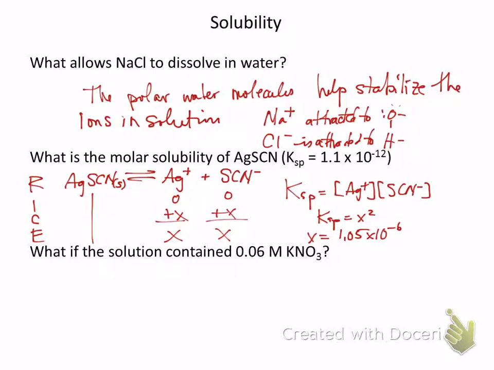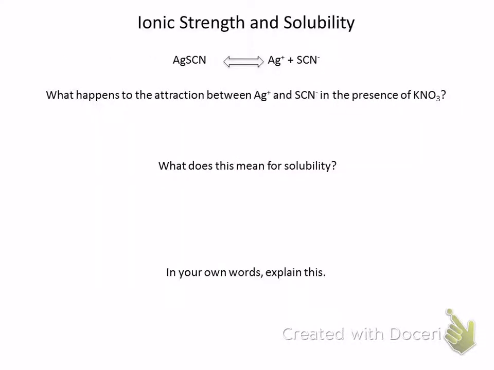Now, the part that becomes new is when we start to consider what would happen if that same solution contained some other ions. So in this particular case, we're asking the question, what would happen if this solution of silver thiocyanate contained some, and that is 0.06 molar, potassium nitrate? Would those ions have an effect on the equilibrium of our silver and our thiocyanate? In order to consider that, we need to talk about the topic of ionic strength. And we're going to relate that to solubility here in just a moment.